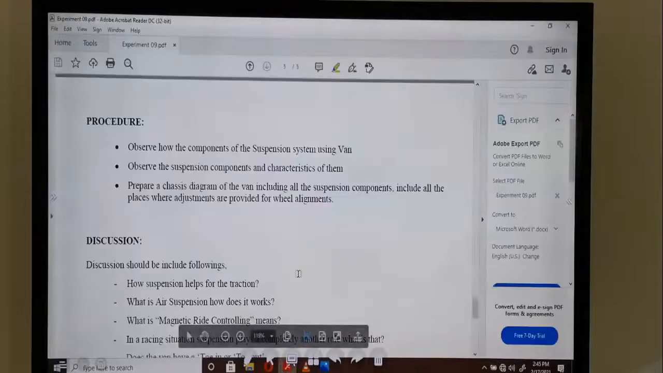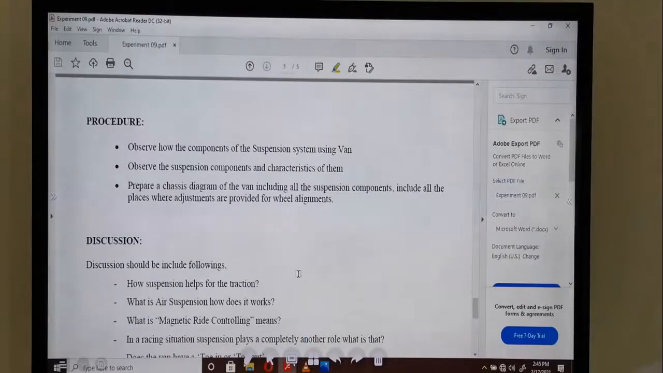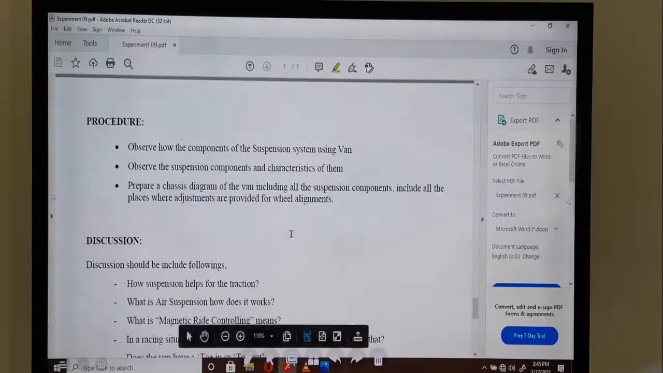Here it says include all places where adjustments are provided for the wheel alignment. I already told you about the tie rod, when I showed it in the steering practical. We have to adjust the toe in the tie rod screw. So here we have to mention the 3 alignment setups and where we can adjust them in the body part, in the chassis diagram.